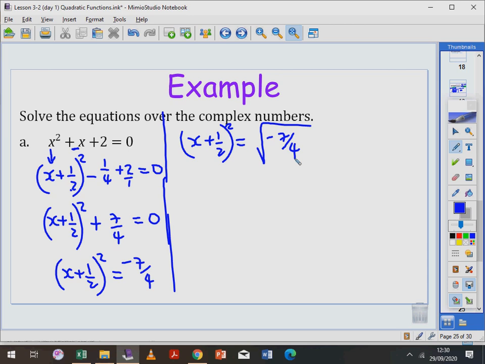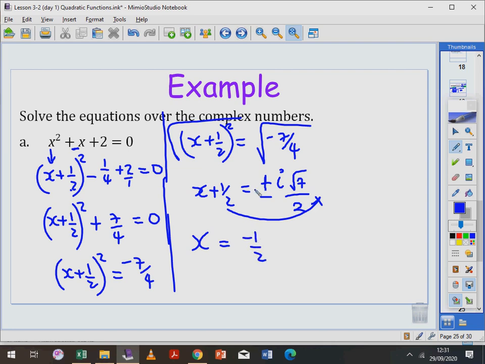Negative 7/4, and then that would give me x plus half, because I'm taking square root both sides. X plus half equals plus or minus, because I'm taking square root, root 7 divided by 2 i. Do you know why the i is there? Yes, because square root of negative 1 is a complex number. So I would just move the half to that side, and then my x will be negative half, plus or minus i root 7/2. So this would be my solution.